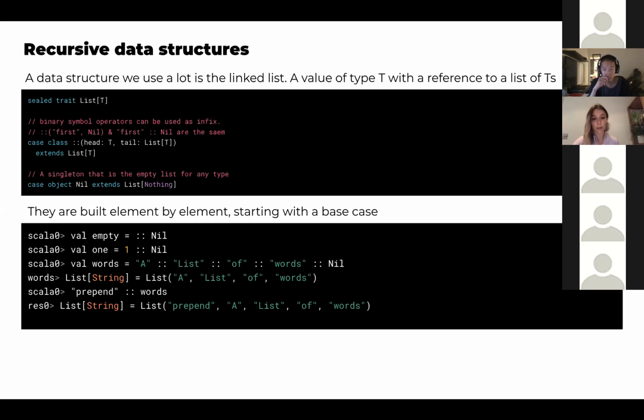So you can say that one cons nil is the same as a list with just one element in it, which is 1, and you can use it to prepend an element to the list, and that will return a new list with your prepended element at the beginning.